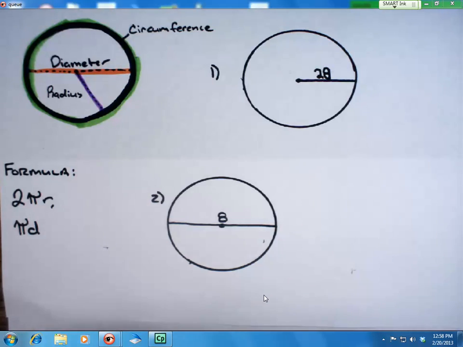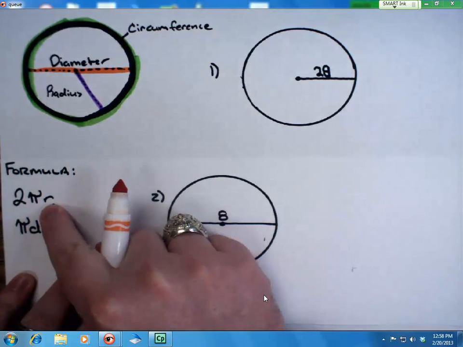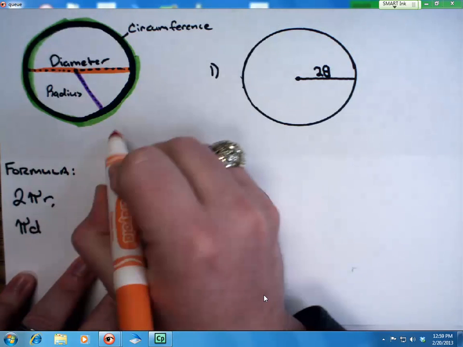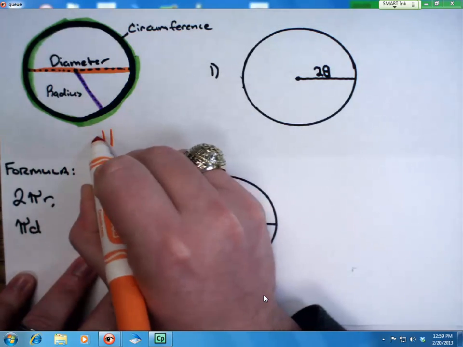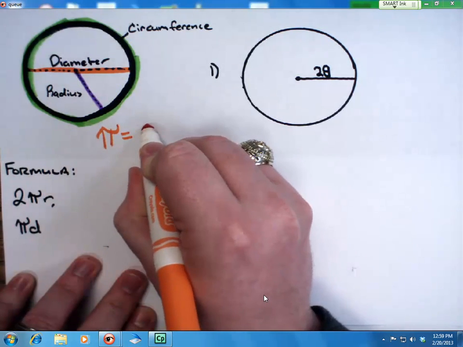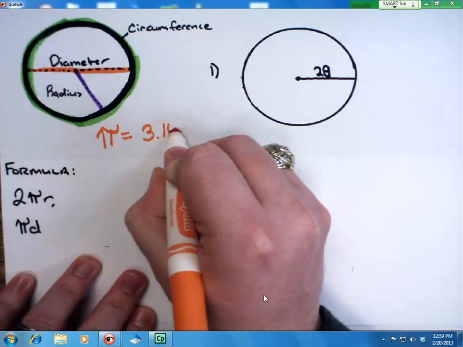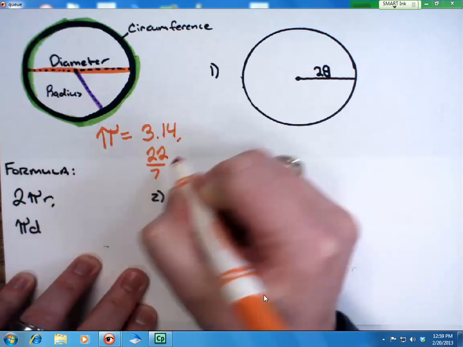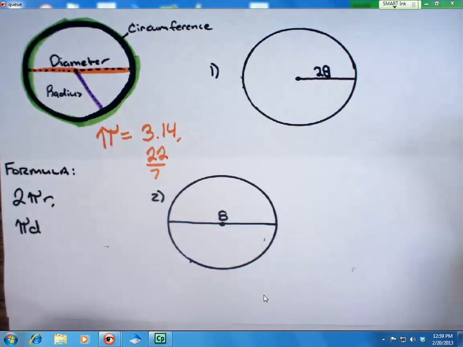Now, the R in our formula stands for radius. This symbol right here, remember, is pi. Now, pi has two values, we could say. We could use the decimal version, which would be 3.14, or we could also use 22 over 7 if we needed a fraction version of it. Now, 22 over 7 is 3.14.